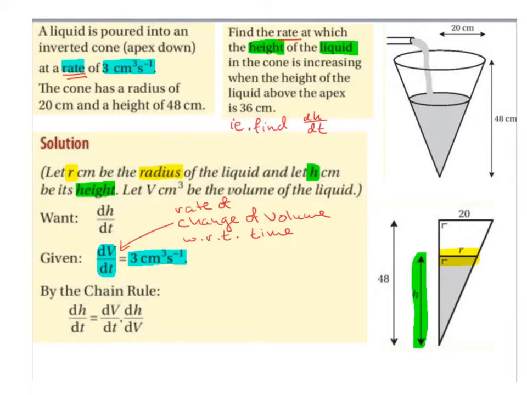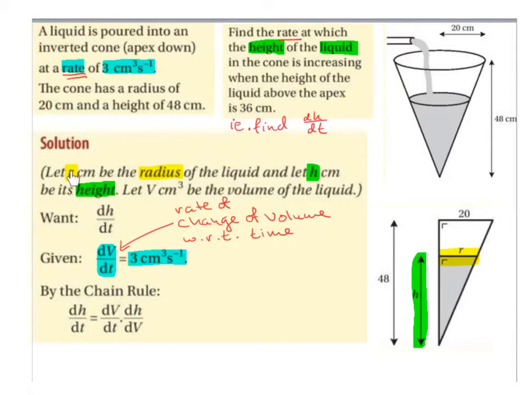So what we've done here is we've taken our diagram, our cone, and we've cut out a right angled triangle. So if we were to draw a line straight down the middle of our cone, it would break this into a right angled triangle, so it would be perpendicular at the top. So this is 48. The radius is 20, so the top of our triangle is 20.